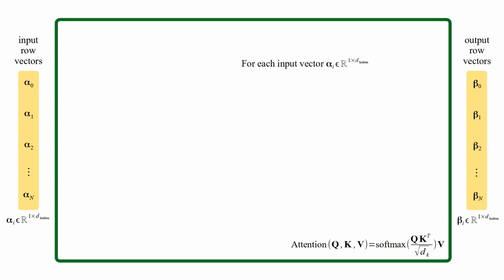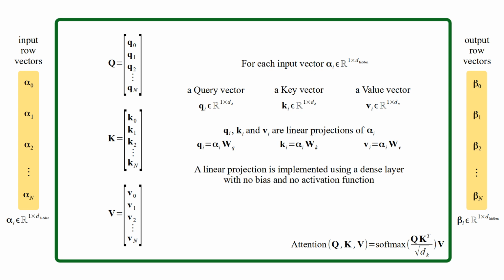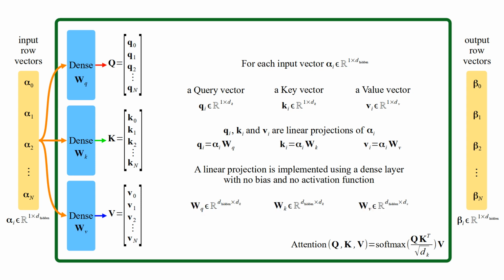For each input vector alpha i, a query, a key, and a value vector are computed. Query, key, and value vectors are linear projections of alpha i. A linear projection is implemented using a dense layer with no bias and no activation function. WQ, WK, and WV are weight matrices of dense layers.